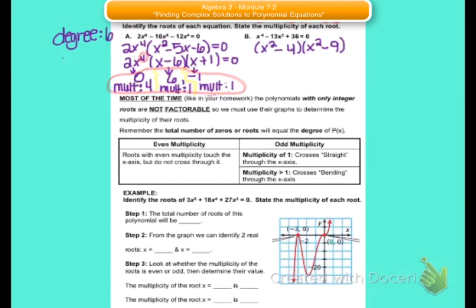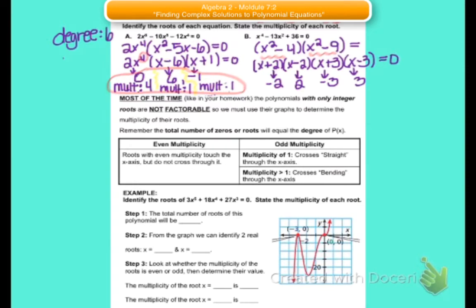But in fact, these binomial factors can be broken down further. They're both difference of squares special patterns, which means they have binomial factors that are nearly identical, but one is a plus and one is a minus. We'll take a look at the first one, x squared minus 4. That's going to give us an x plus 2 and an x minus 2. And then the x squared minus 9 is going to give us an x plus 3 and an x minus 3. And so from that, I can see that the solutions are going to be negative 2, 2, negative 3, and 3. And that actually accounts for all four that I need.